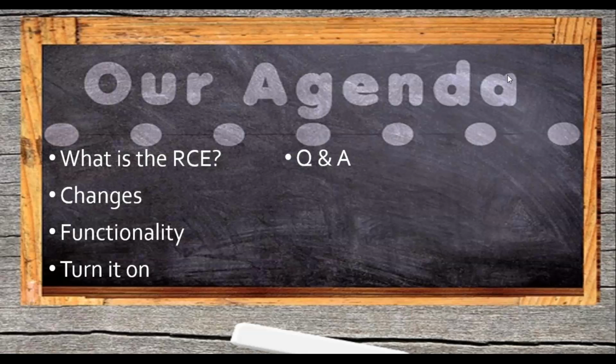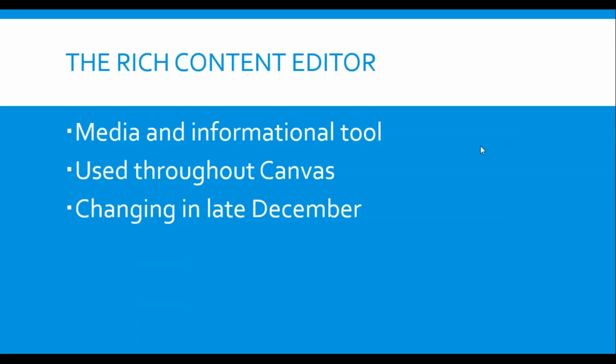Okay, so we're going to go ahead and get started here. So real quickly, just what the rich content editor is. Basically, it's a media and informational tool, and it is used all throughout Canvas. So the RCE is used to create a page. It's in assignments, quizzes, discussions, announcements, and the syllabus tool in Canvas. So you will see the same set of tools all throughout the different areas of Canvas. And again, it is going to be changing in late December over to the new RCE.